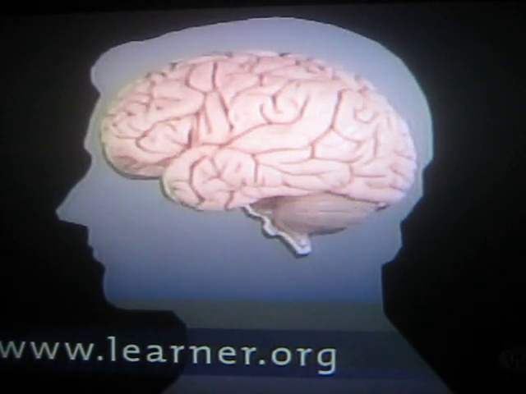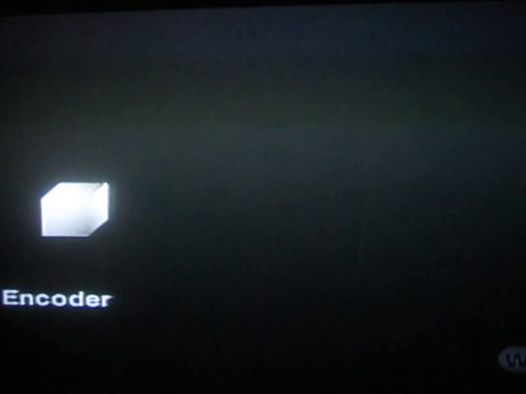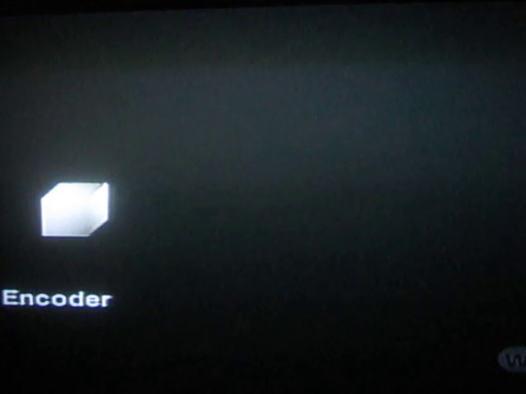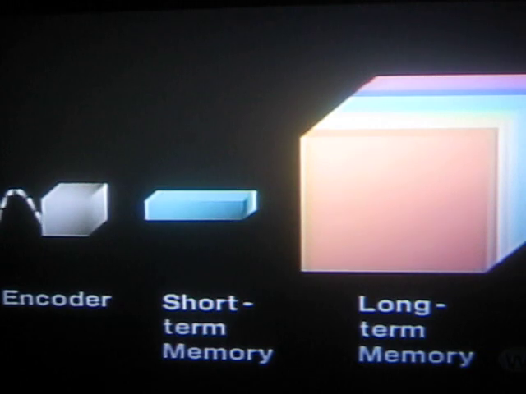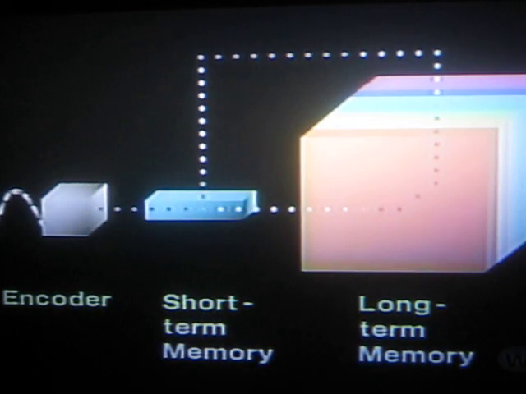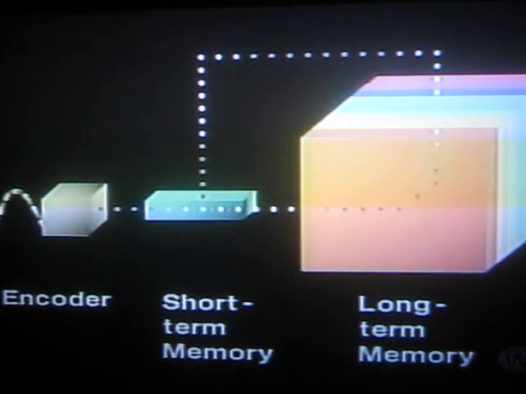The complexity of memory could now be dissected into its component processes. First, input must be encoded, put into memory codes that can be registered by the brain. Then it must be stored and retained for some period of time, ranging from a moment to a lifetime. And finally, it must be retrieved on demand when it's needed.